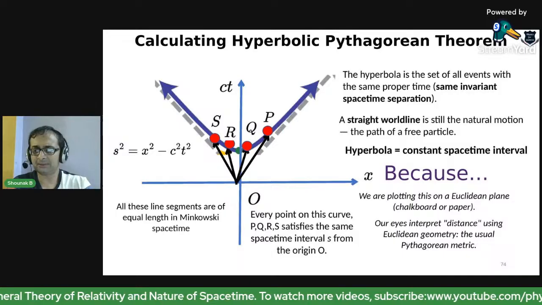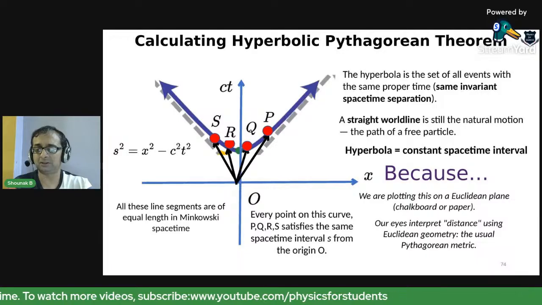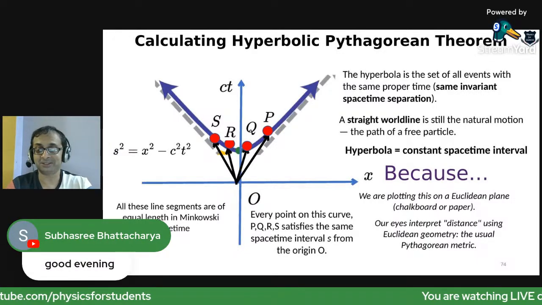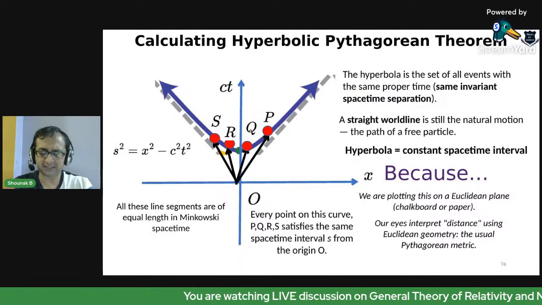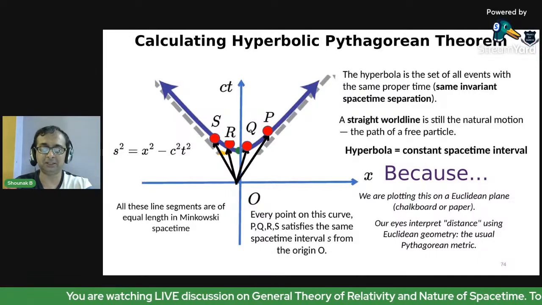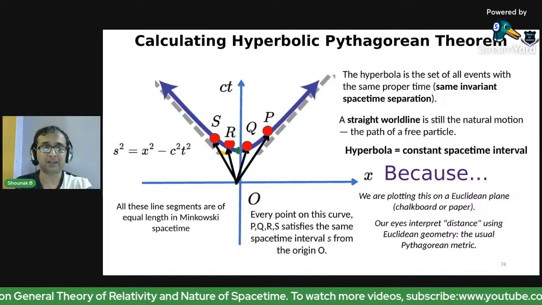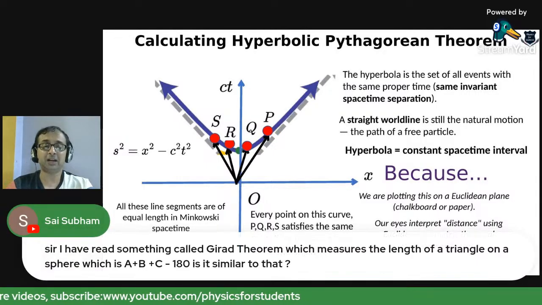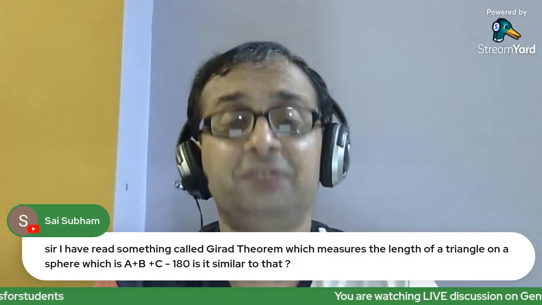So I have read something called Girard theorem, which, no, Girard theorem is differential geometry. No, this is Subhashri Bhattacharya. Okay, yes, very good evening, Shubhashri. So Girard's theorem is something different. Yes, you are very right. Girard theorem actually speaks of this. I think I've spoken about Girard theorem in the case of differential geometry. But Girard theorem, what is your name? Sai Shubham. So Girard theorem is actually related to a spherical triangle on a sphere.